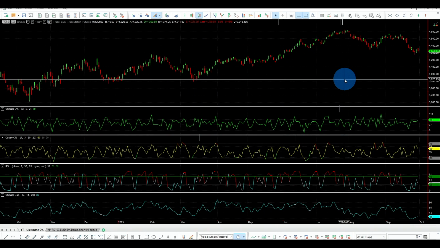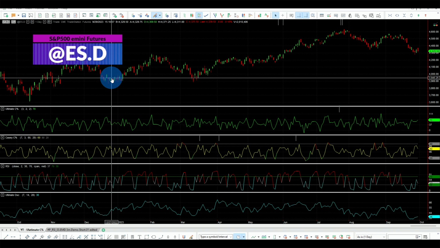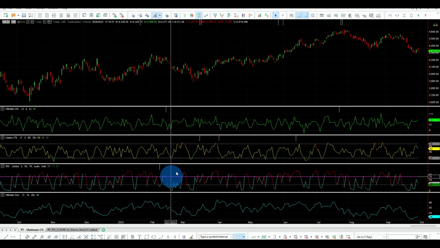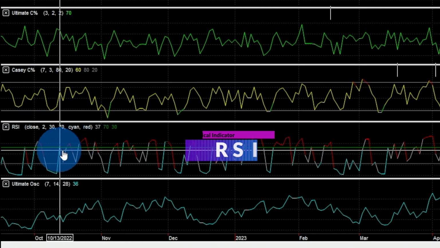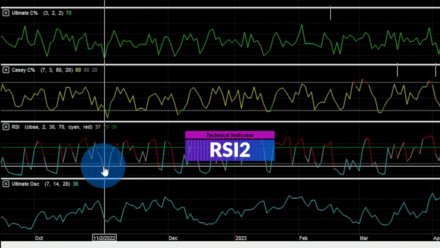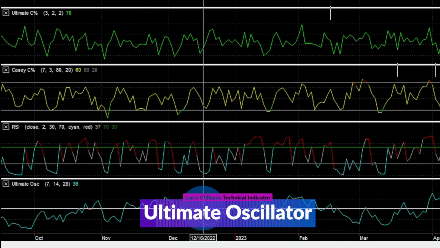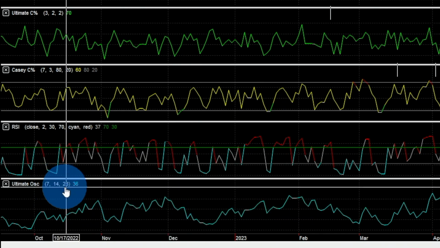Here we are in MultiCharts, and I have here the S&P 500 represented by E-mini futures going back to 2006. And I plotted below 4 indicators. So here we have the RSI2 with 30 and 70 highlighted. And then below it, I have the Ultimate Oscillator. The Ultimate Oscillator default values are 7, 14, and 28.